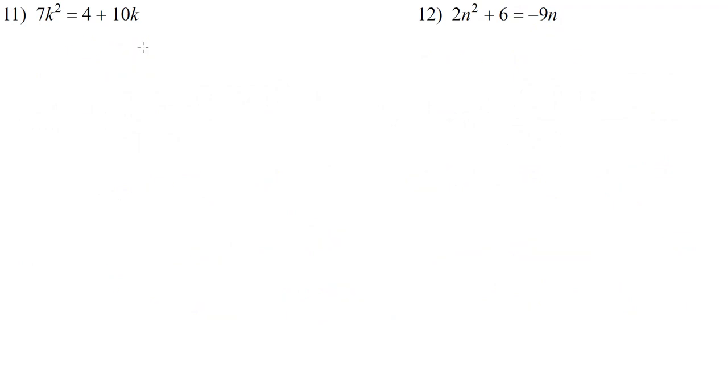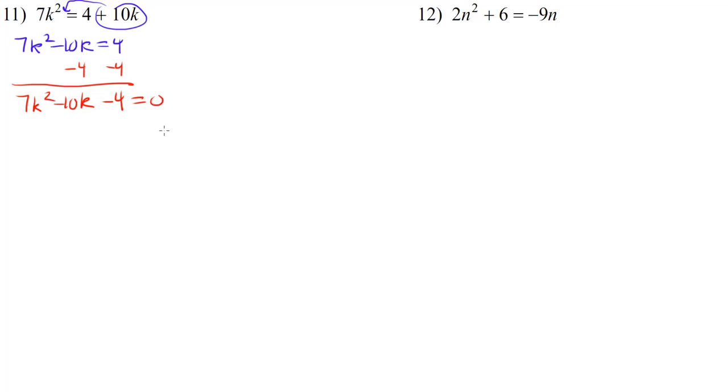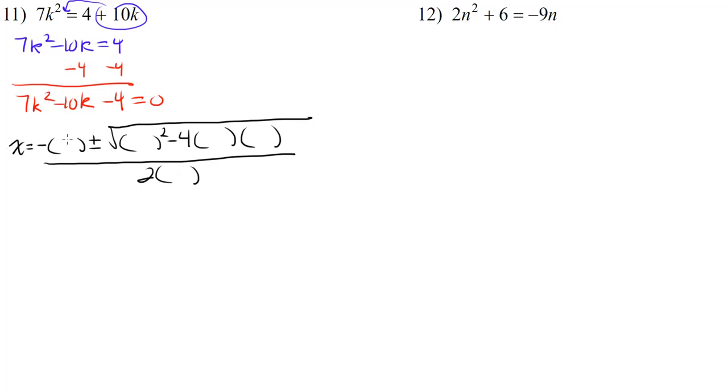For number 11, we need to move 10k and 4. So if I take 10k over here, I get 7k squared minus 10k equals 4. Then if I move the 4, or subtract 4 from both sides, I get 7k squared minus 10k minus 4 equals 0. And now I can use my quadratic formula. So I have my quadratic formula, and I can enter my values. My b value is negative 10, my a value is 7, and my c value is negative 4.